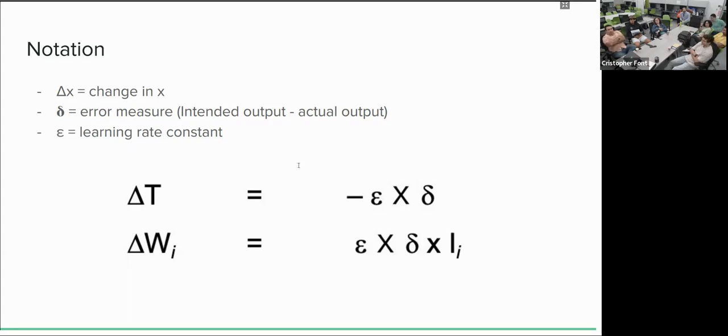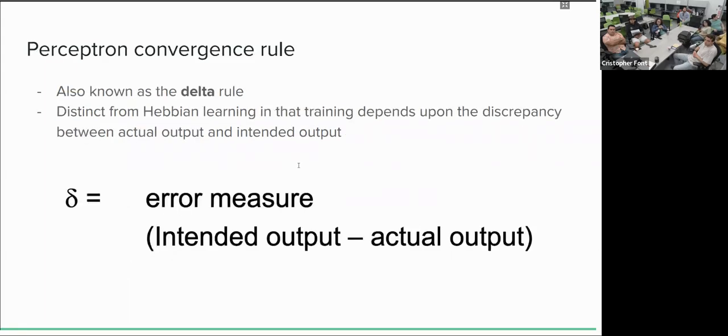And how we change that is we multiply our learning rate constant times delta, so the error measure, how bad the error was, and we're going to subtract that from the threshold. So the new threshold would be the threshold plus the change in threshold, which is negative. So we would subtract from the threshold to get the new threshold. And the same thing with weights, just that it's inverse. So we add to the weights. We can also subtract from the weights if one of these values is negative.